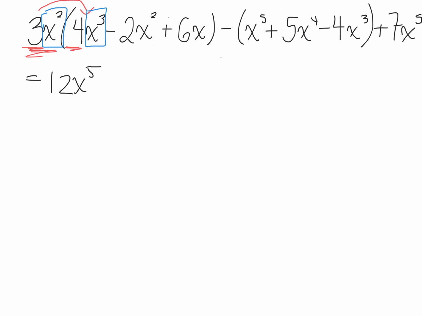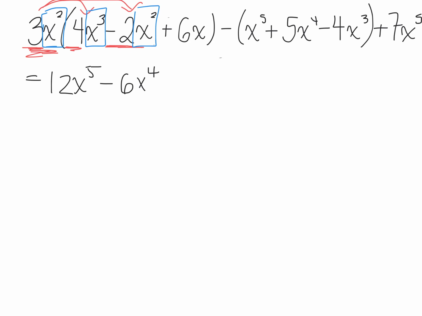Now we have to distribute 3x squared times negative 2x squared. What's positive 3 times negative 2? Negative 6. What's x squared times x squared? X to the power of 2 times x to the power of 2 is x to the power of, good, 4.